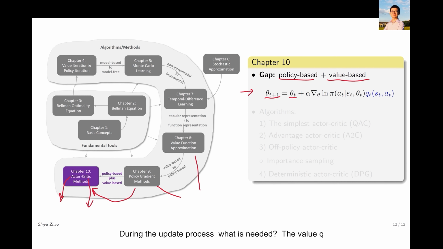During the update process, what is needed? The value q. To update the policy, this value must be calculated. Once obtained, it can be used to update the policy. This loop illustrates the interactive relationship between policy and value.